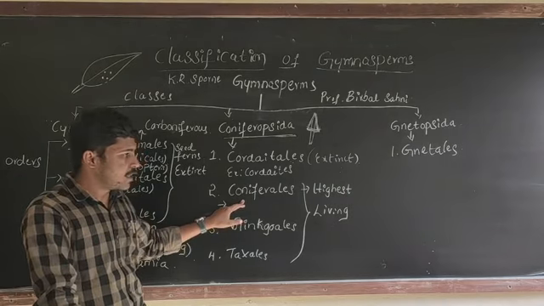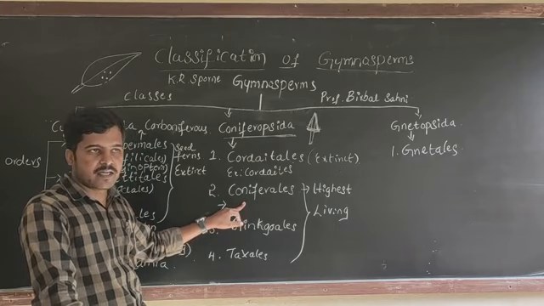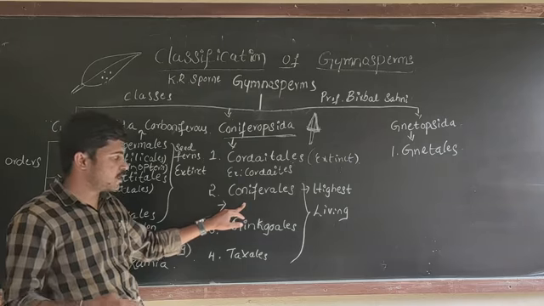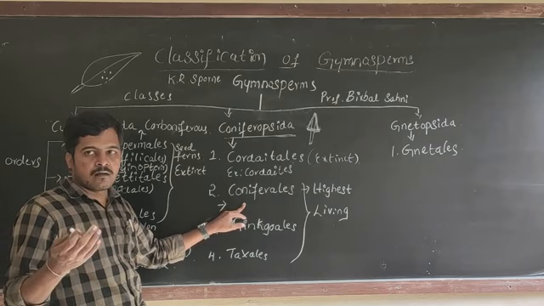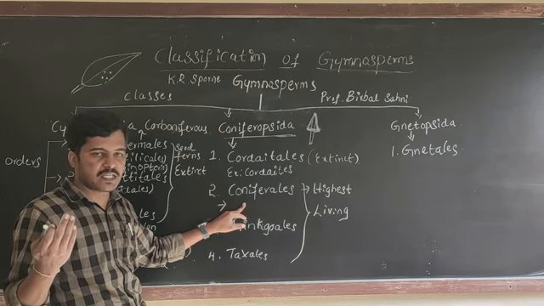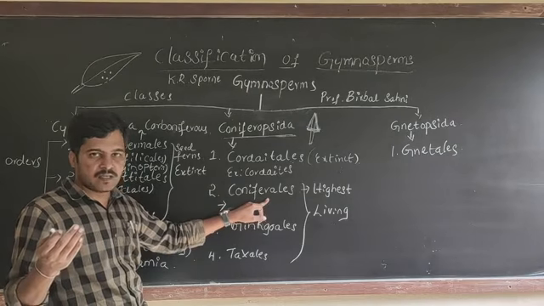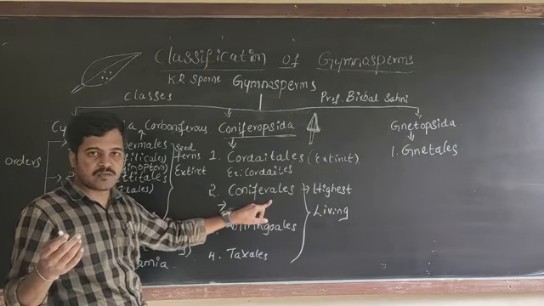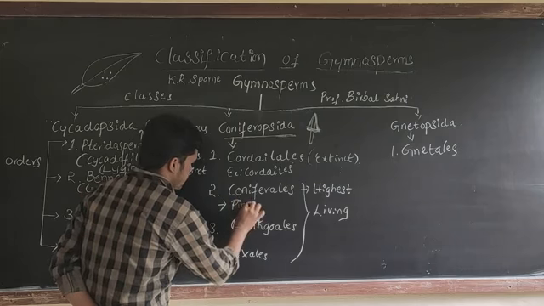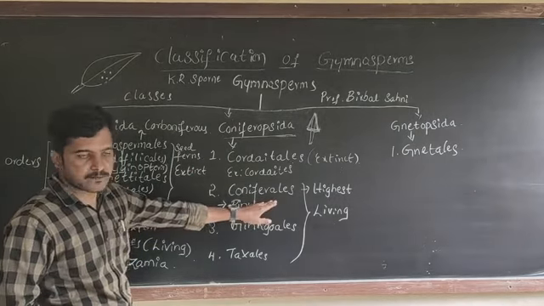Another important thing is that these Coniferales are branched in nature, and most of the conifers are xerophytic in nature. Most of them live either in cold mountain regions or in desert regions wherein the water scarcity is very high. That's why they are known as xerophytes. The best example for this is Pinus. Pinus belongs to Coniferales.